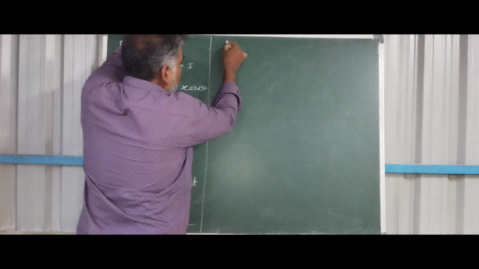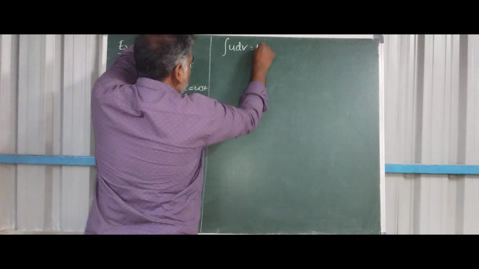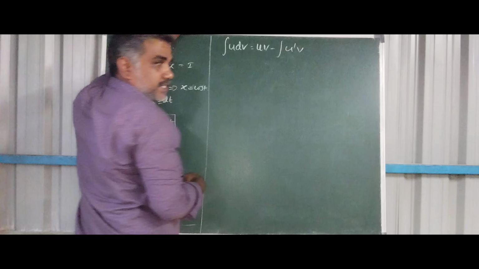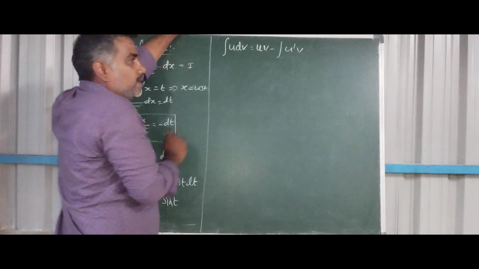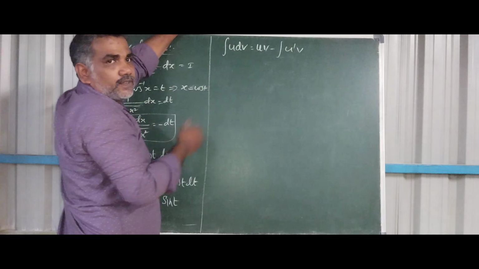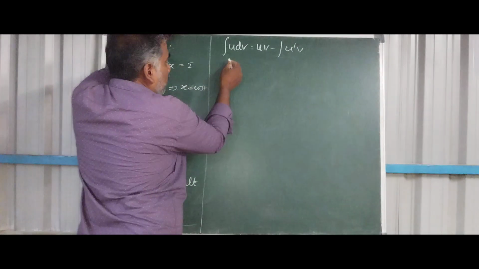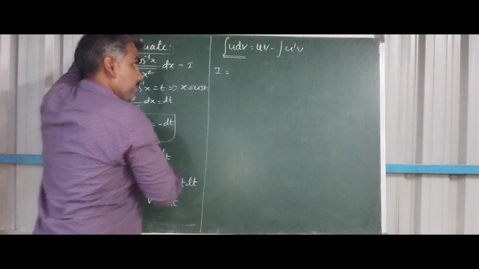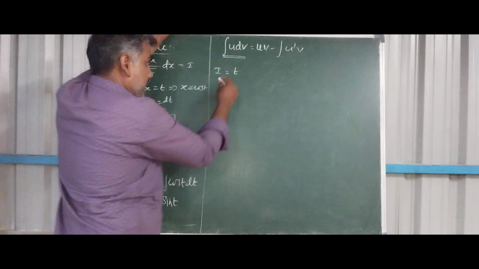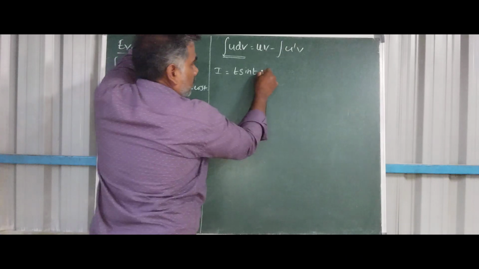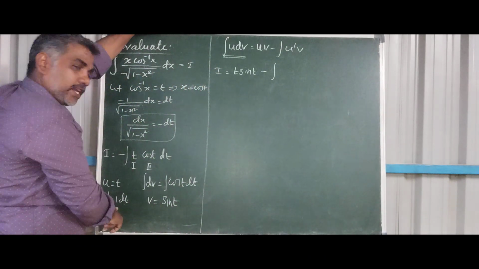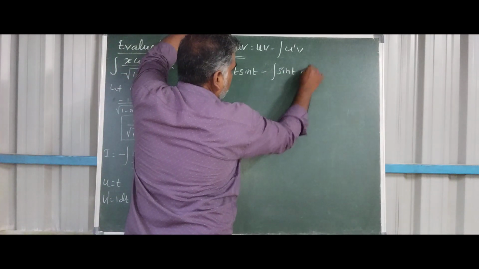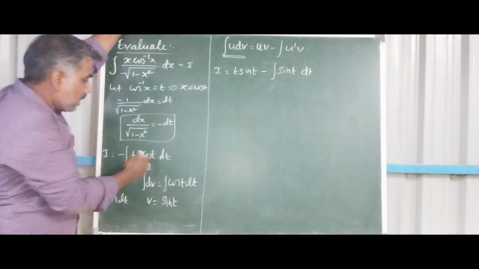What is the formula? Integration of u dv is equal to uv minus integration of u dash v. Just enough, isn't it? So that is the shortest way to remember this formula. It's kind of a uv formula. So now this is our I, which is equal to u, which is t, into v, which is sin t, minus integration of u dash, which is dt, and v, sin t. So integration of sin t into dt. See, it is easy.